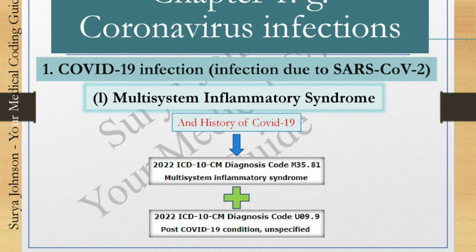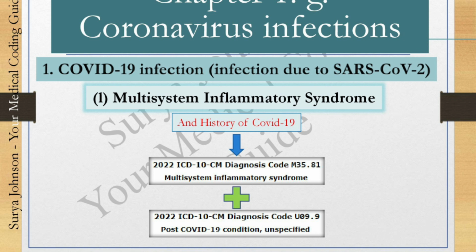What is the reason for visit? So if the reason for visit, the patient is COVID positive with the syndrome, you will code the positive first and then the syndrome second. So if the patient has a history of COVID and he's coming for the multisystem inflammatory syndrome to be checked out, you will be coding M35.81 as principal, followed by the post-COVID-19 infection condition.